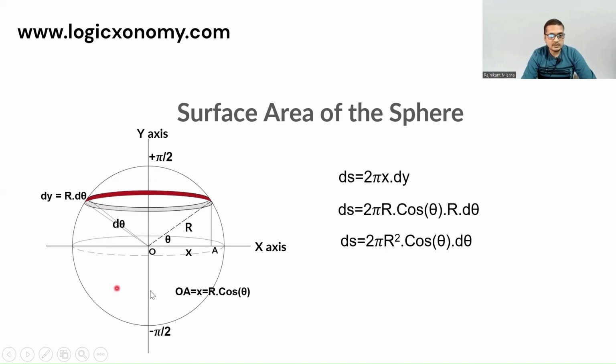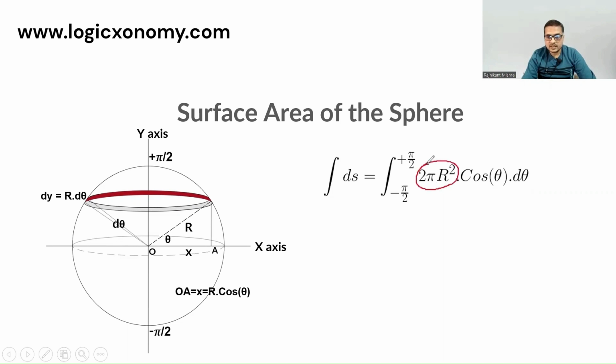Now to find the total surface area of the sphere, we have to add the lateral surface areas of all these strips from this point to this point. Here we use the integration concept. Let us integrate both sides from limit minus pi by 2 to pi by 2. Integration of ds is equal to integration of 2 pi r square cos theta d theta with limit minus pi by 2 to pi by 2. Here 2 pi r square is a constant with respect to d theta, so take it out. The integration of cos theta is equal to sin theta.